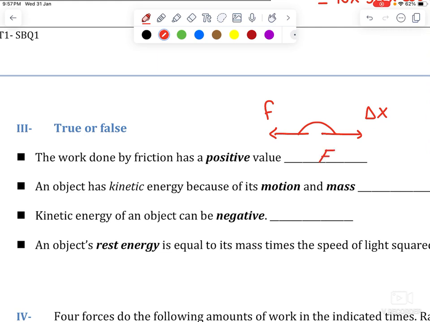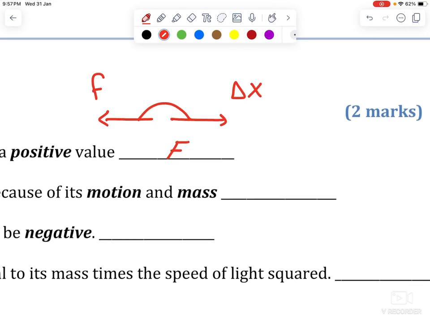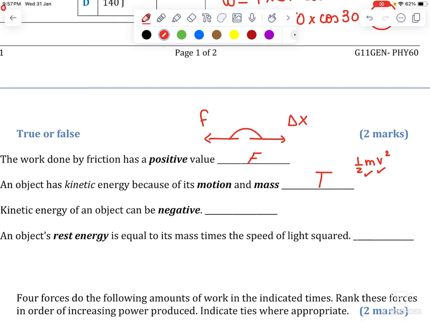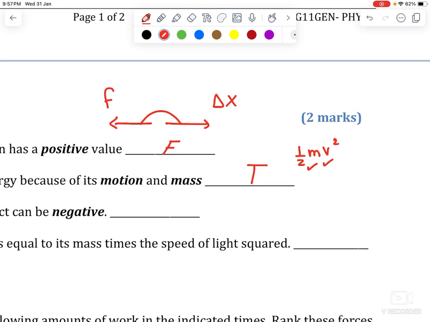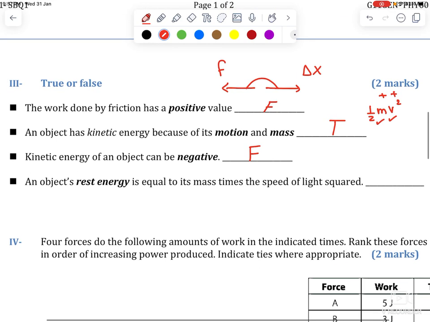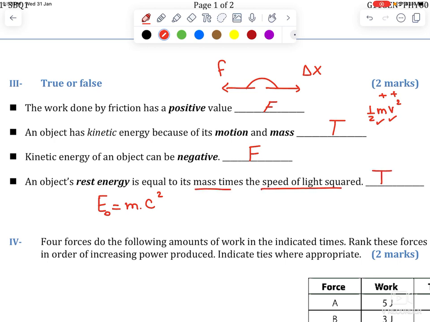An object has a kinetic energy because of its motion and mass. Yes, that's true, because the kinetic energy is half mv squared, motion for v and mass. Kinetic energy of an object can be negative. I don't think so. This is false, because neither the mass nor the velocity squared can be negative. An object's rest energy is equal to the mass times c squared, its mass times the speed of light squared, which is true.